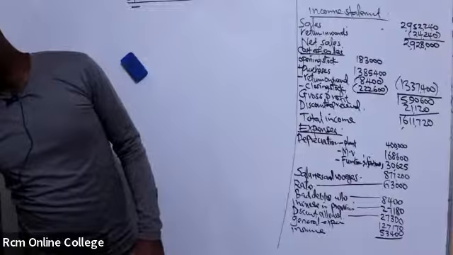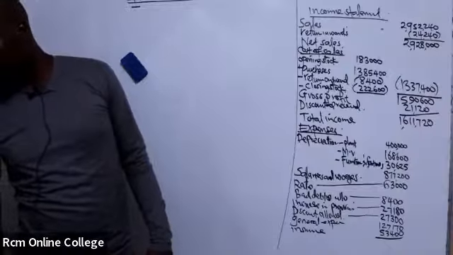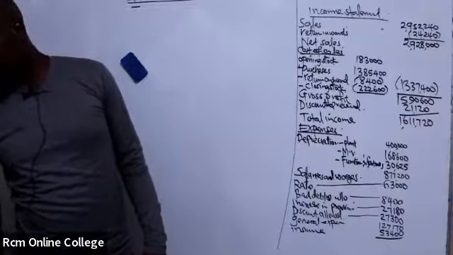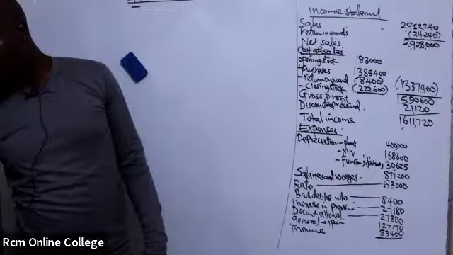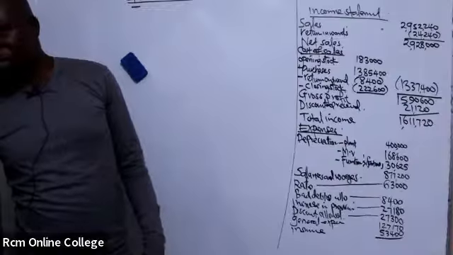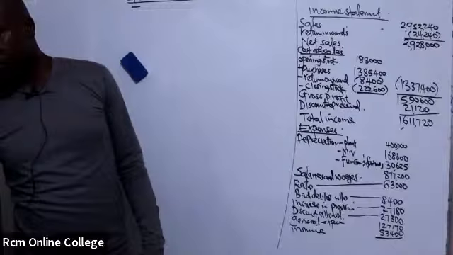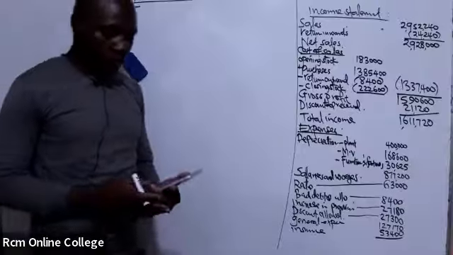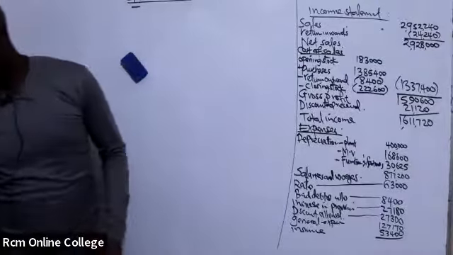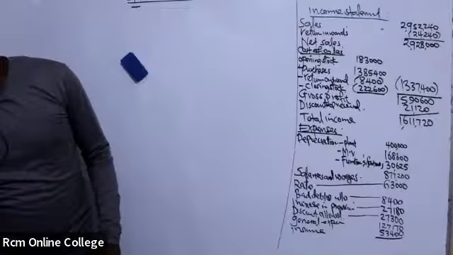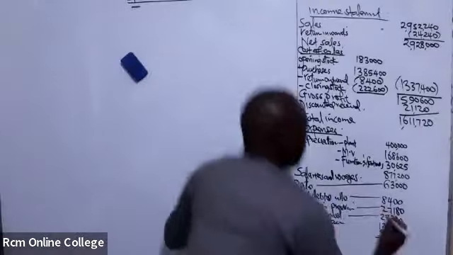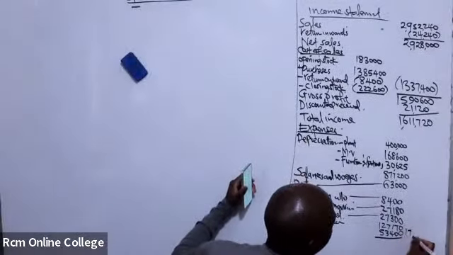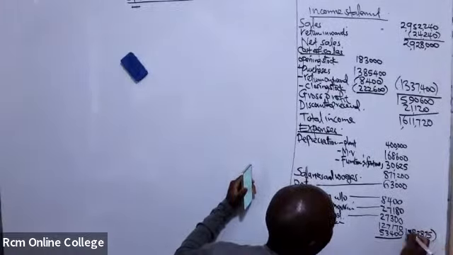1,782,375. I'm having three different answers. Let's see what the fourth person is getting. Okay. 1,782,875. 1,782,875. That is our total expense.